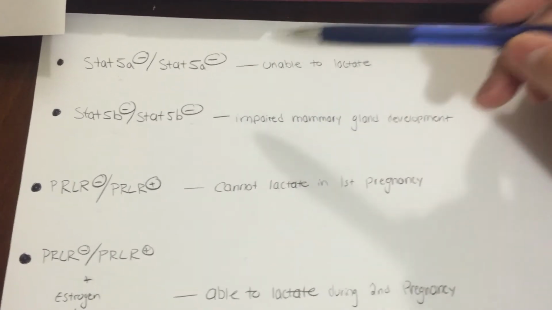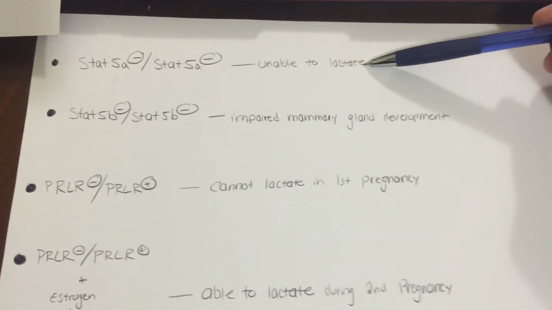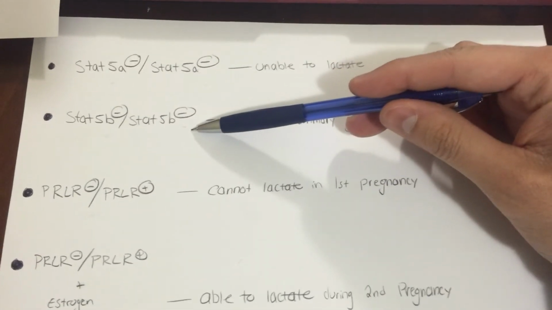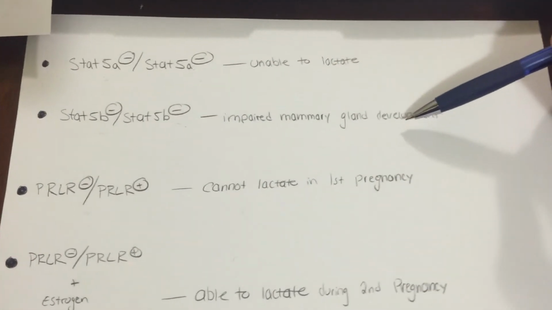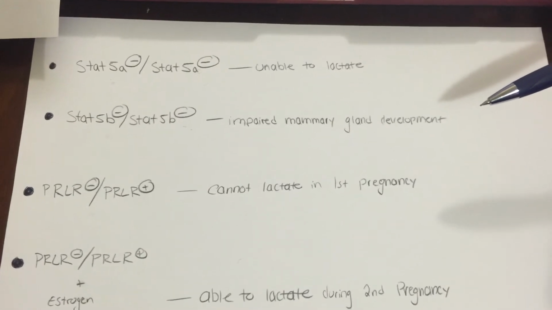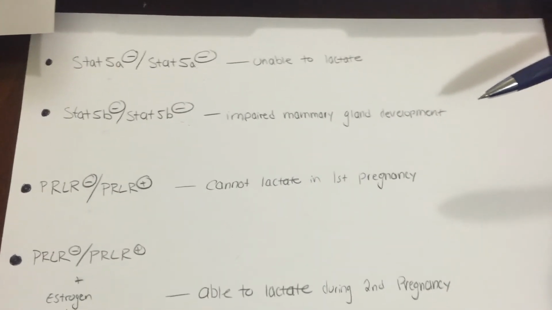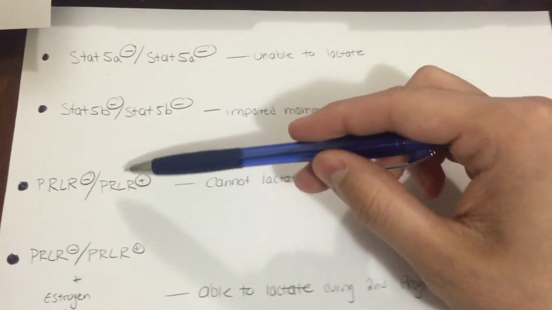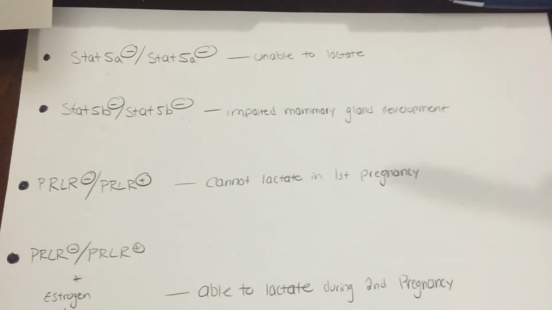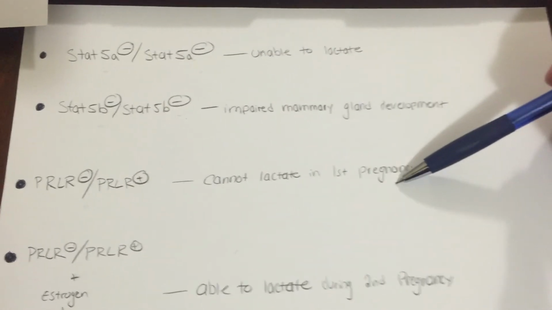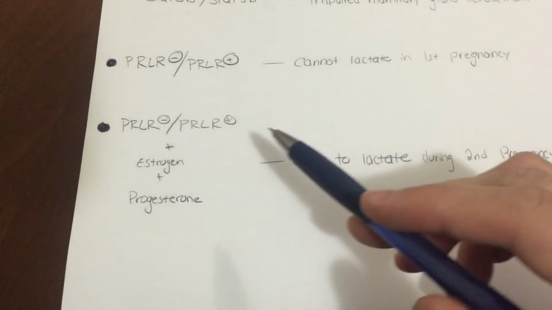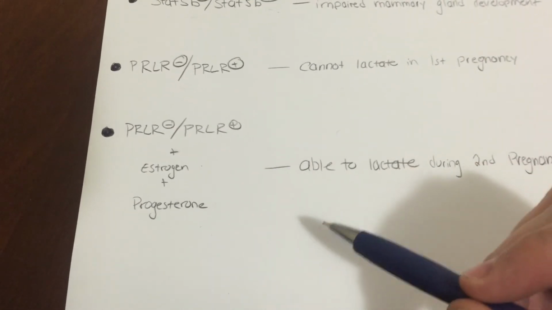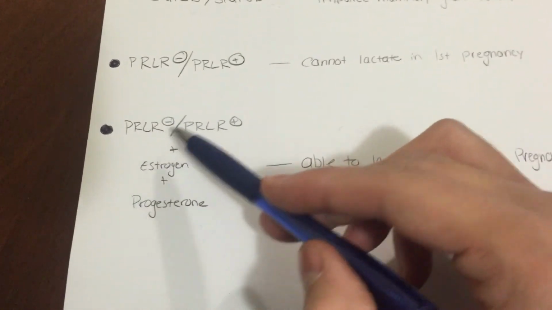STAT5A deficient mice result in females that are unable to lactate after childbirth because of a failure of terminal differentiation. STAT5B deficient mice result in impaired mammary gland development. Milk proteins are expressed in the STAT5B deficient mice, but there is insufficient milk to feed the pups. Females that have only one intact prolactin receptor allele are unable to lactate during their first pregnancy, but during their second pregnancy they are able to lactate due to the stimulation of progesterone and estrogen that compensate for the loss of the prolactin receptor allele.